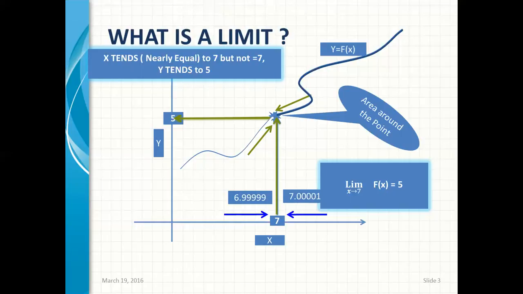So, in short, what we have learned today is that I plug in some values of x, very close to, let's say, 7, which we were discussing earlier, 6.99 or 7.001, and I get the corresponding value of y as 5. So it's a relationship between x and y. When x tends to 7, y is equal to 5.